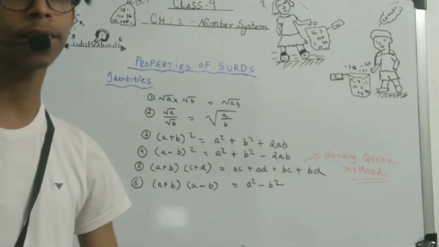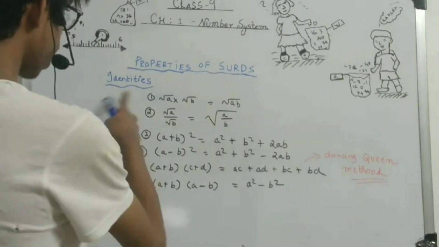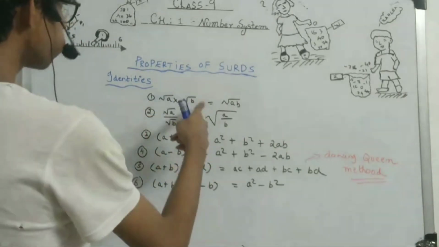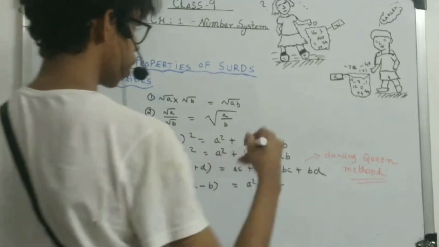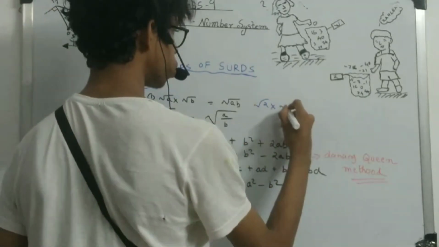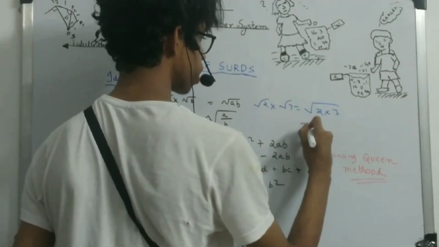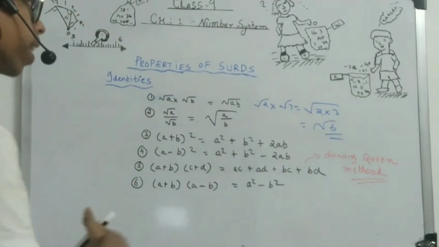Okay. So now let us see a few more properties over there, or what we can call identities. So if you see the first identity, root of a into root of b is equal to root of ab. For example, if I say root 2 into root 3, this we can write as root of 2 into 3. 2 3s are, we know, root 6. Okay, this is the first identity they are saying.